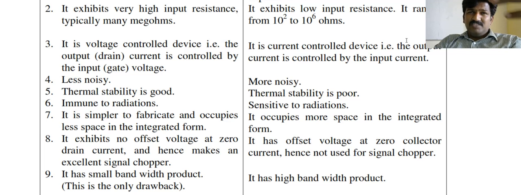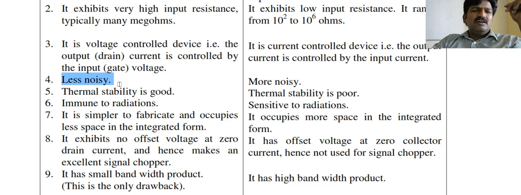Like that, the input current is not constrained to only the base current. The input current may differ. Sometimes you consider the input current to be the base current, emitter current or collector current, and the output current also varies according to the configuration you are using. The BJT works in three configurations: common emitter configuration, common collector configuration, and common base configuration.